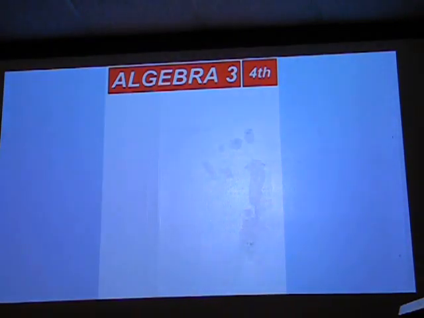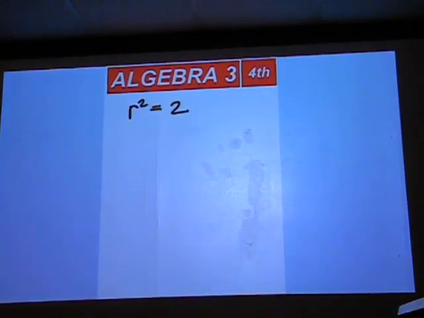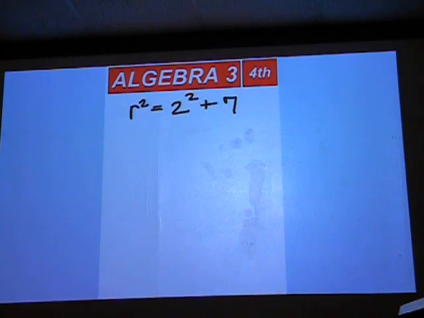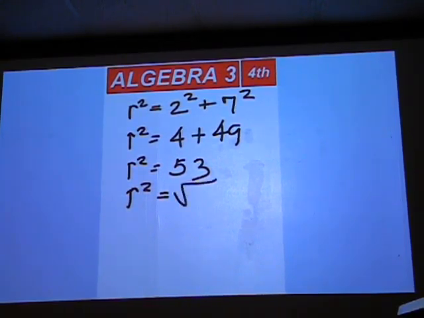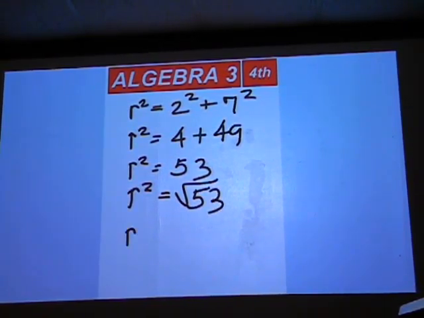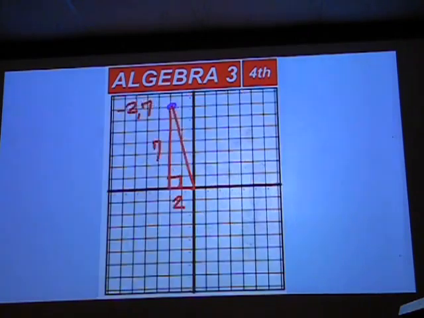Let's use 2 and 7 to figure out what r is. The Pythagorean theorem is as simple as it gets. And that's going to be 4 plus 49. That means we're eventually going to need the square root of 53 to come up with the answer. And the square root of 53 is going to be 7.3. So if you have that so far, you're on the right track.